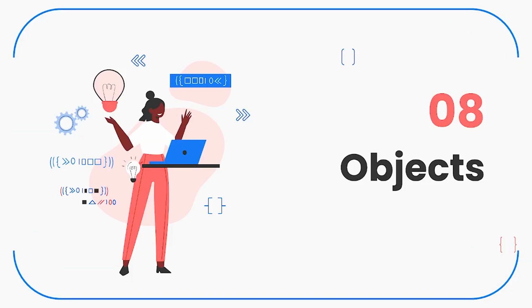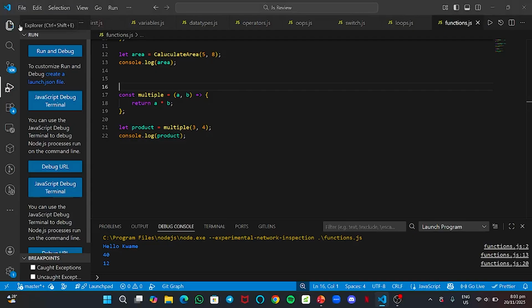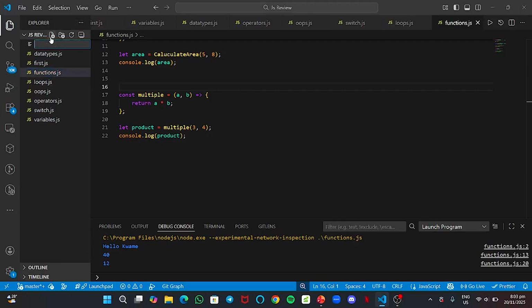All right. So let's move on to objects. Objects are one of the most important data structures in JavaScript. They allow you to store data in key value pairs, making it easy to model real life entities. An object is a collection of properties. So the property is the data, and then we have a method. A method is a function within an object. You understand? So an object is basically like a database. It is mostly used in non-relational databases like JSON and other non-relational databases like MongoDB. You understand?